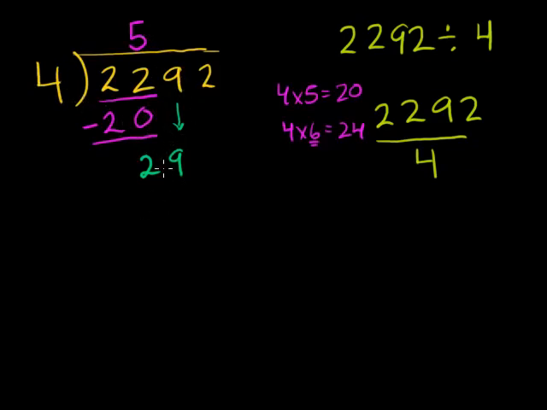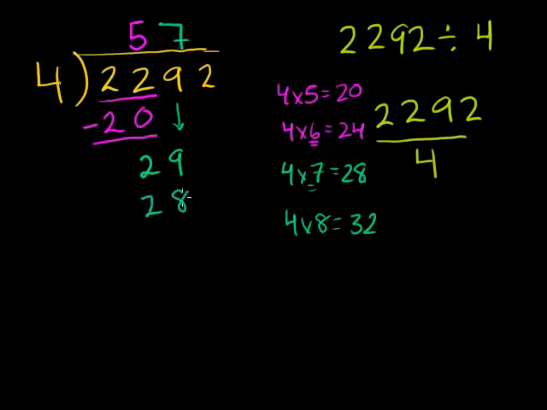4 goes into 29 how many times? See, it goes into at least 6 times. What's 4 times 7? 4 times 7 is 28. So it goes into it at least 7 times. What's 4 times 8? 4 times 8 is 32. So it can't go into it 8 times, so it's going to go into it 7. 4 goes into 29 7 times. 7 times 4 is 28. 29 minus 28, to get our remainder for this step in the problem, is 1.